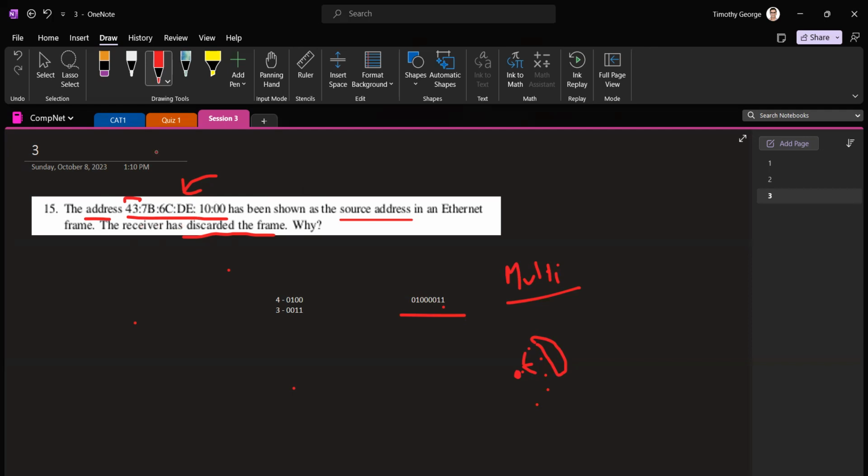It discarded the frame because it knows that some corruption has happened in between in the address. So it'll discard the frame, and then this host will have to resend the frame with the correct address. Since this address could not have been a proper source address, it's discarded. It's instead a multicast address.